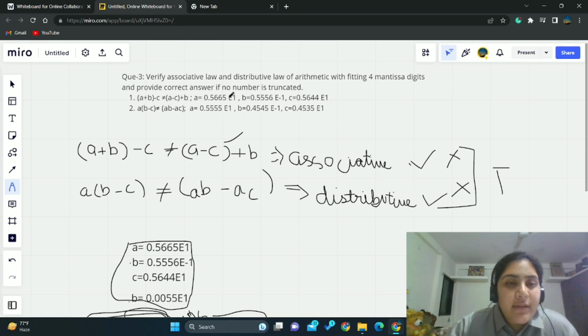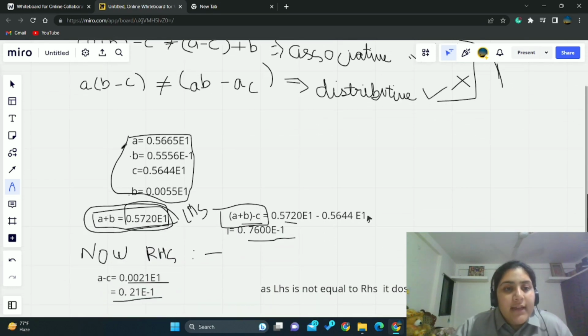Come to question number 3. Verify the associative law and distributive law of arithmetic with a fitting 4 mantissa digit and providing the correct answer if the number is truncated. So this is the associative and this is distributive. If this and this are true, then we have to check for the truncated property, and if this and this are false, we don't have to check for the truncated property.